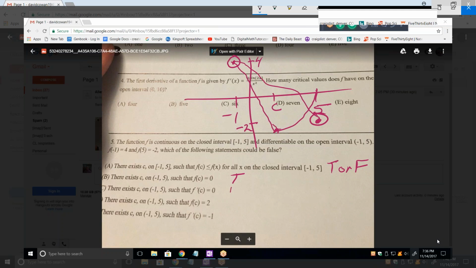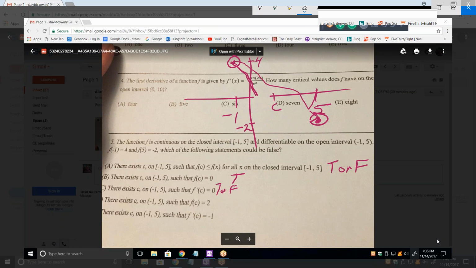Okay, there exists a C on that interval such that f prime of C equals 0. That could definitely be false or true. In other words, if I draw it this way, sure, f prime of C is equal to 0 right there. In other words, I have a horizontal tangent line. So it is possible that f prime of C could be equal to 0, but I don't have to have a C where the derivative is 0.